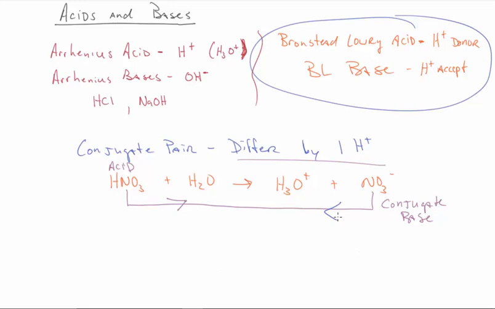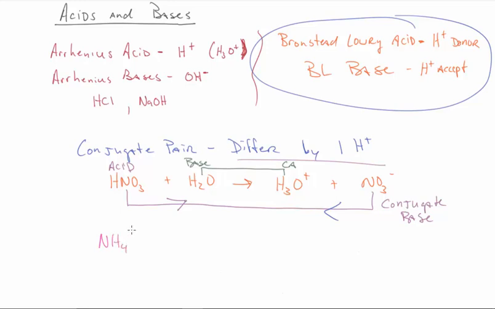All right? So looking at the other one, I'm going to look at water going to H3O+. Notice this is a base by Bronsted-Lowry's definition because it picked up a hydrogen and accepted that hydrogen. So over here we would label it as a conjugate acid. All right? Okay, let's take a look at another one of these examples.